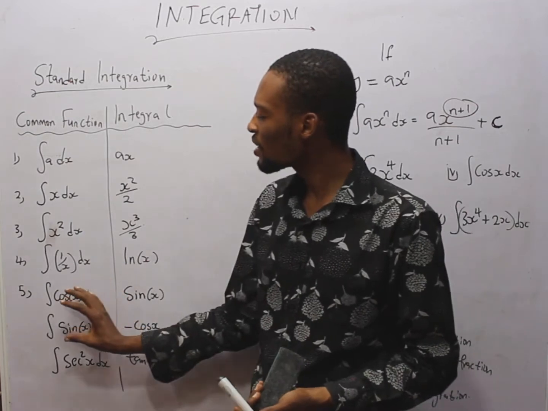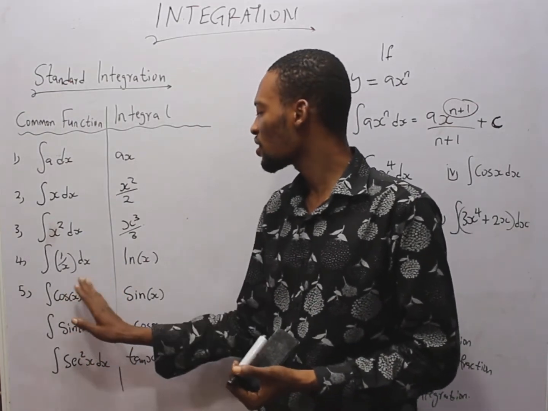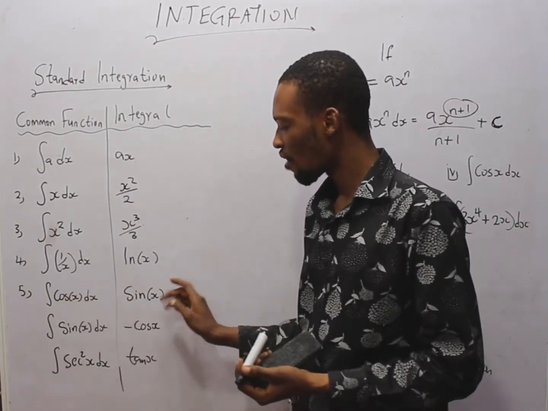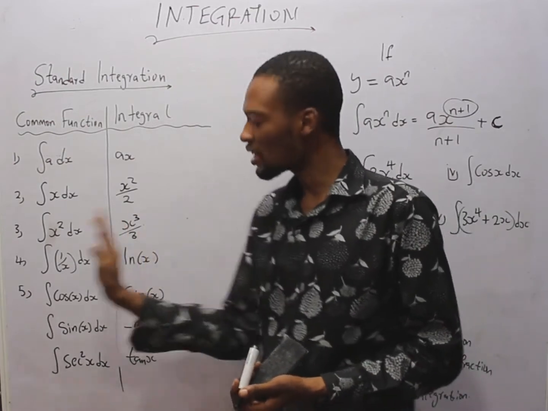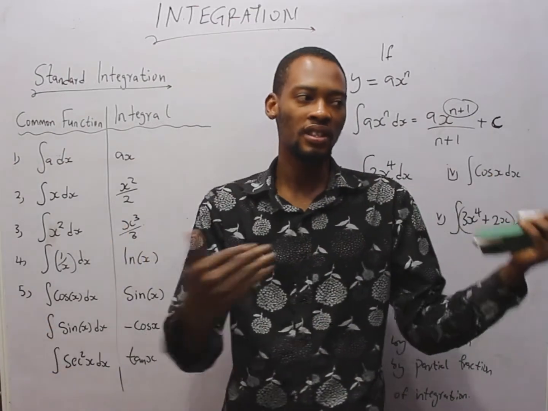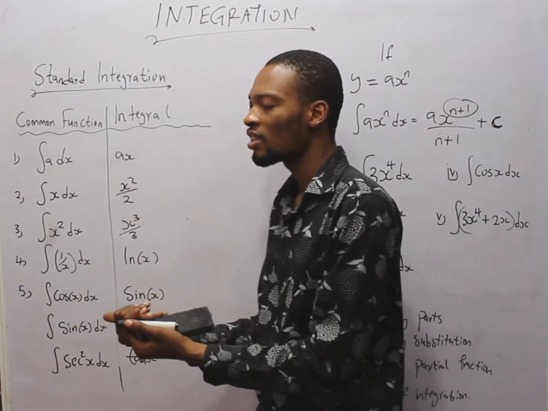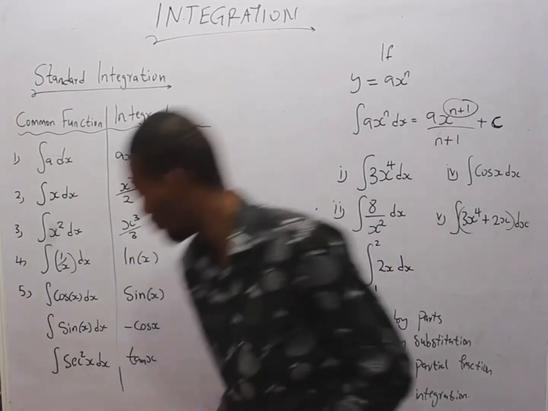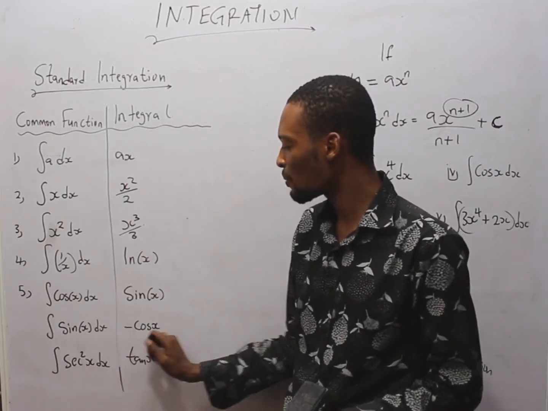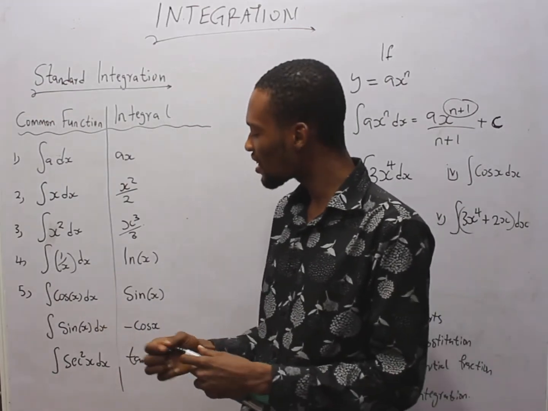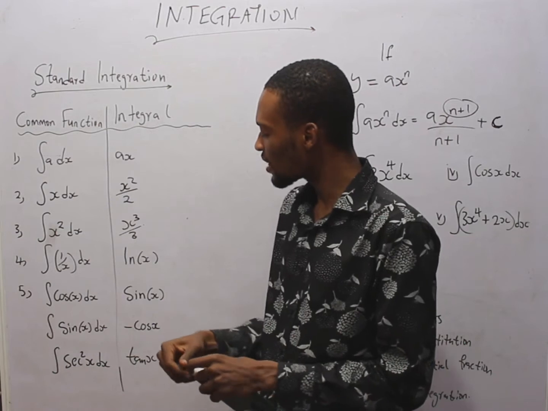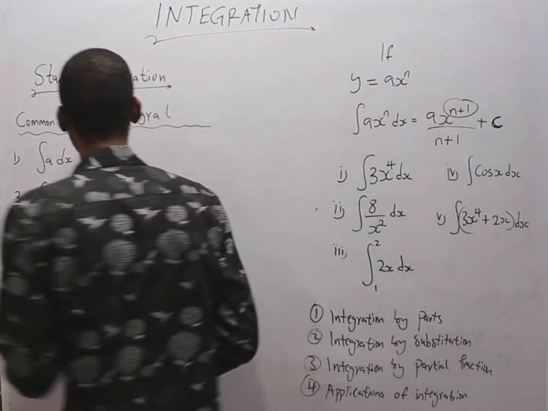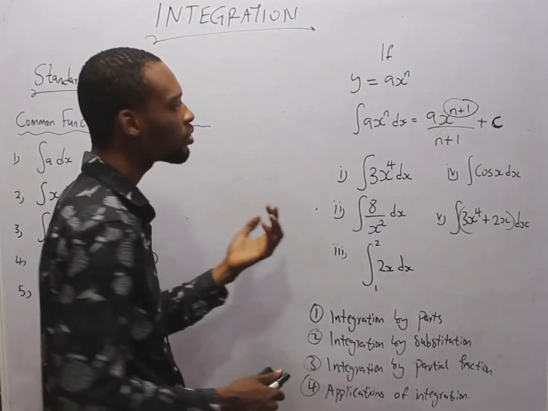So these are trigonometric integrations. When you integrate cos s, you get sin s. Now when you differentiate sin s, you get cos s. So to get what was differentiated, you integrate. When you integrate sin s, you get minus cos s. And when you integrate sec square s, you get tan s. So these are some standard integrals you should take note of.